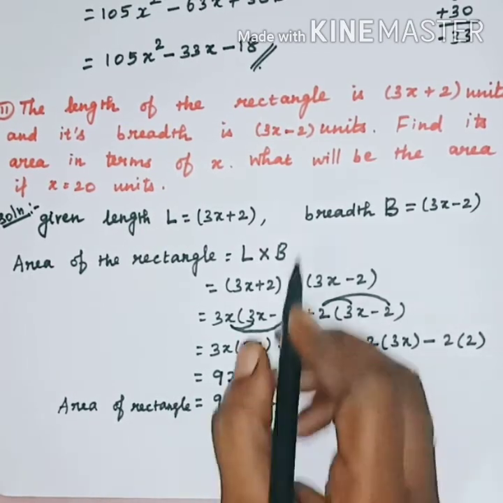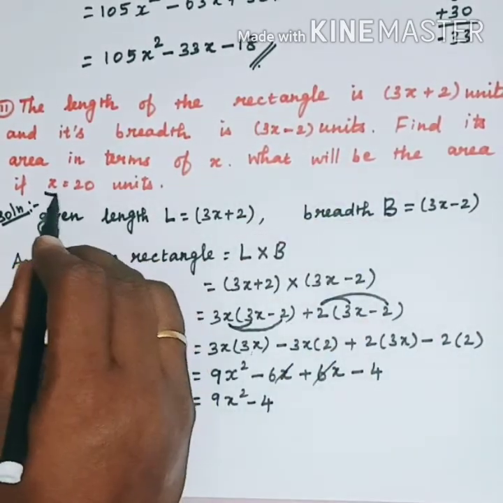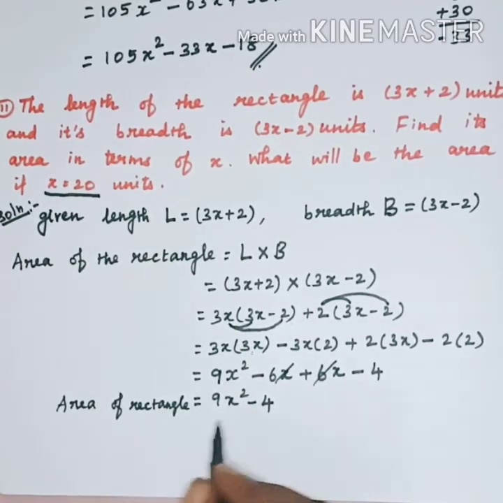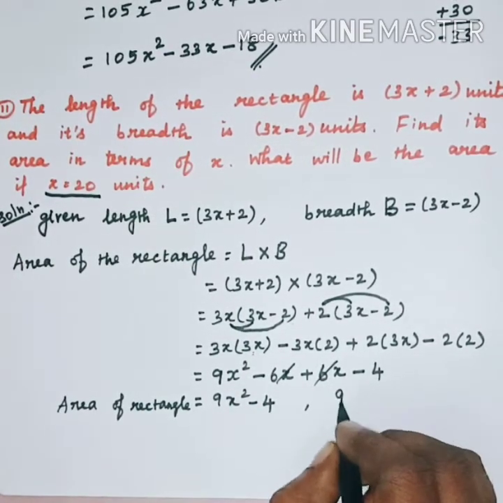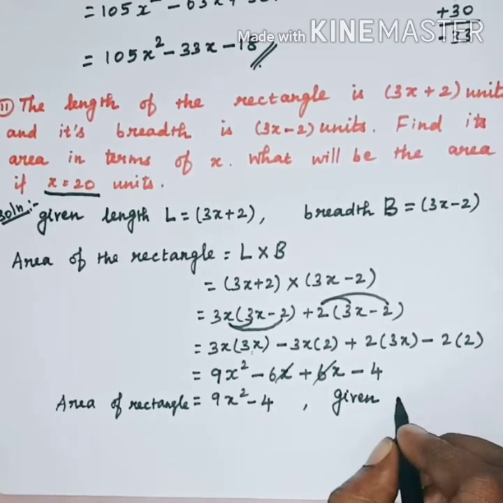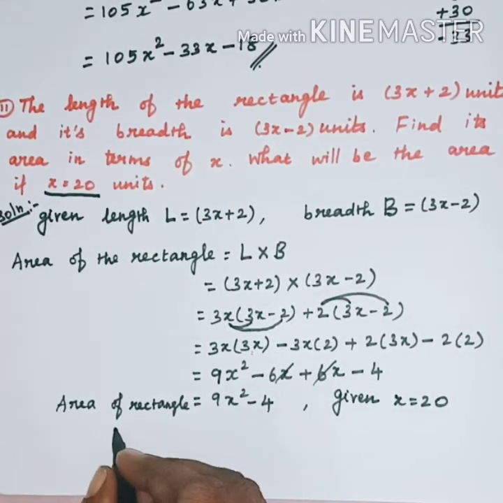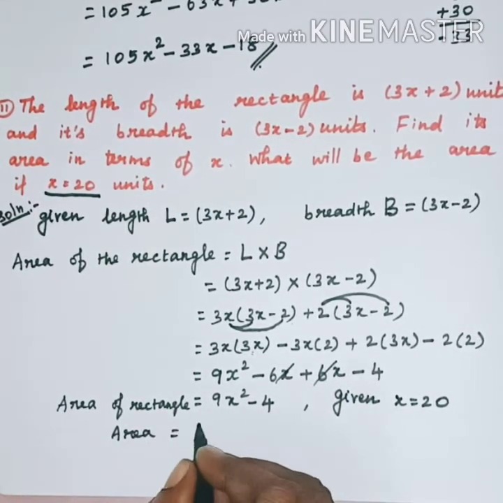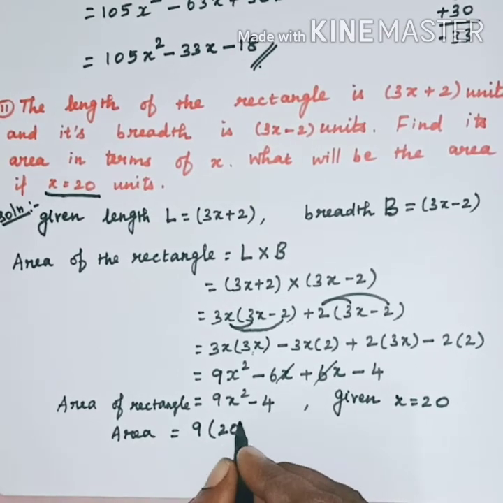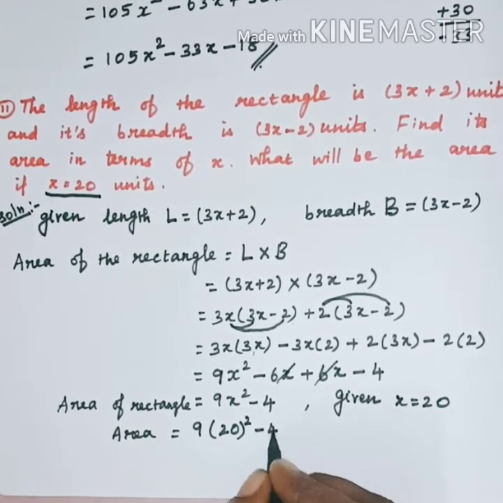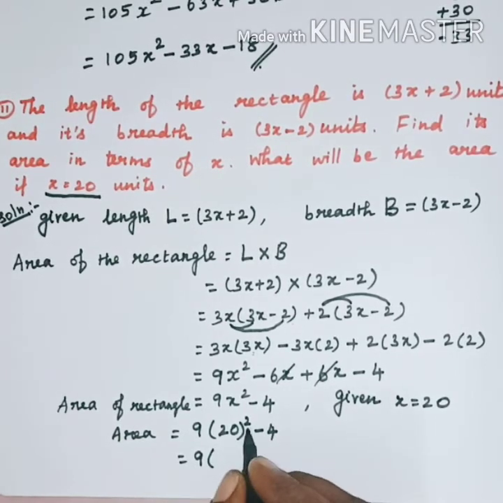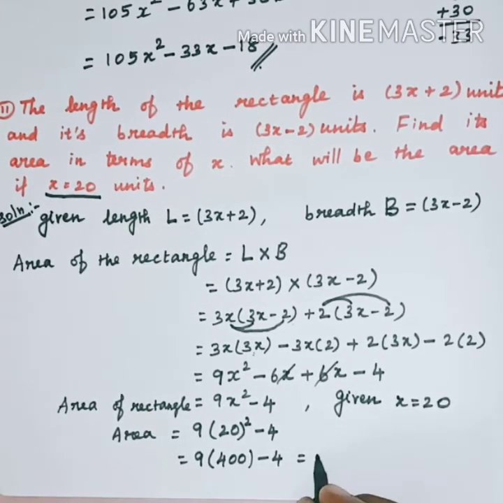But they are given x is equal to 20. They are given the value for x, so we have to substitute 20 for x. Therefore area is equal to 9 into the value of x, which is 20. Here we have square, so minus 4. So 9 into 20 square. 20 into 20 is 400. 9 into 400 is 3600. Minus 4.